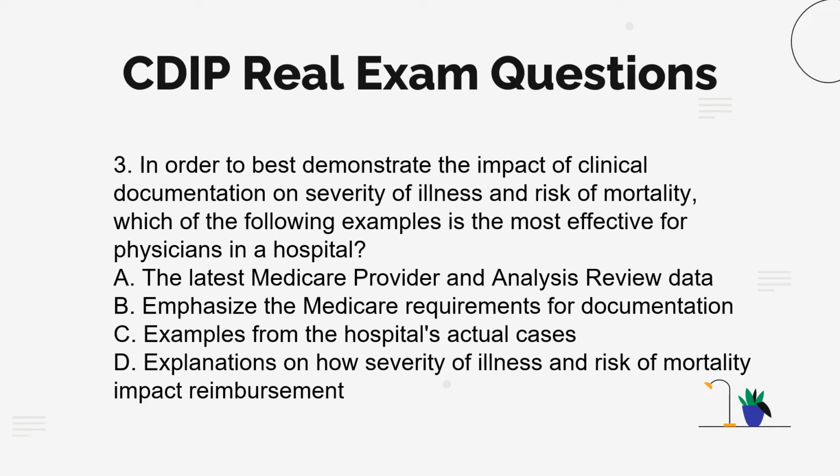3. In order to best demonstrate the impact of clinical documentation on severity of illness and risk of mortality, which of the following examples is the most effective for physicians in a hospital? A. The latest Medicare provider and analysis review data. B. Emphasize the Medicare requirements for documentation. C. Examples from the hospital's actual cases. D. Explanations on how severity of illness and risk of mortality impact reimbursement.